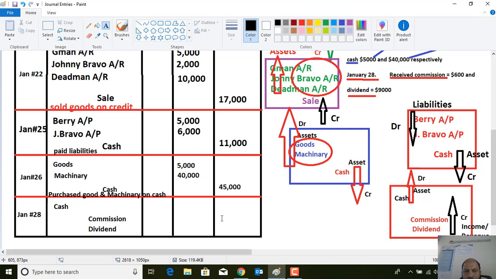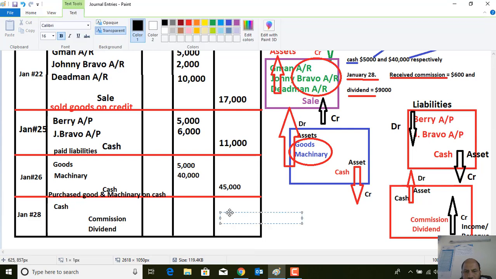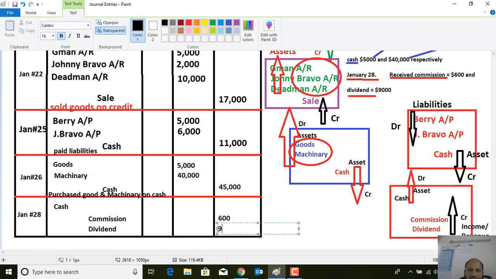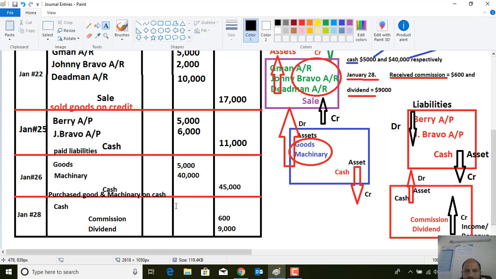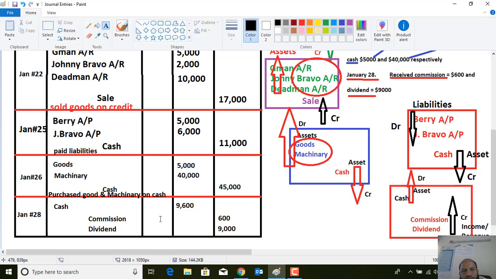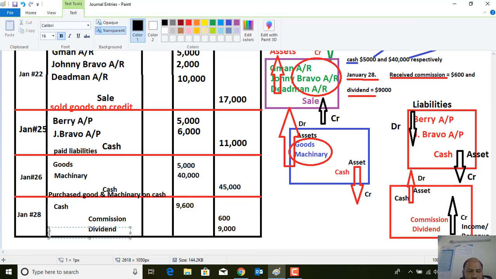The total commission that the company received was equal to $600. And the total dividend that the company received was equal to $9,000. So when we add both of these, this is an increase in the business cash account. So the increase of the business cash account is $9,600.